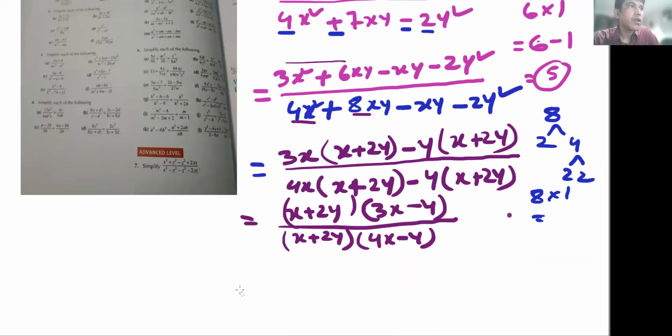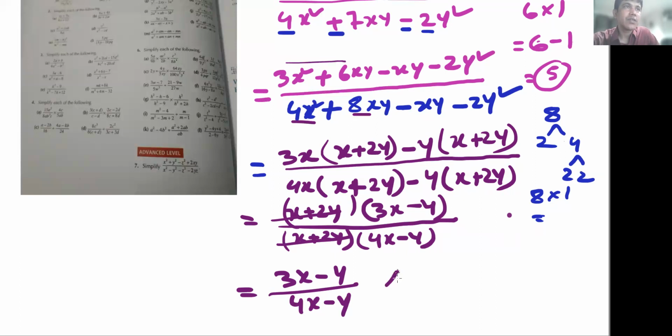Now, can we cancel this one? Yes, that means remaining is (3x minus y) over (4x minus y). This is the answer. Okay, got this?